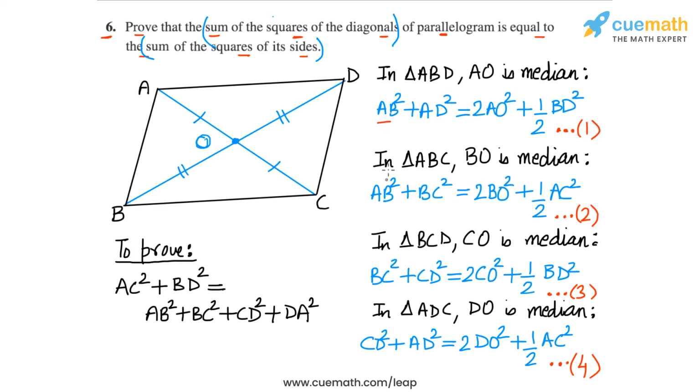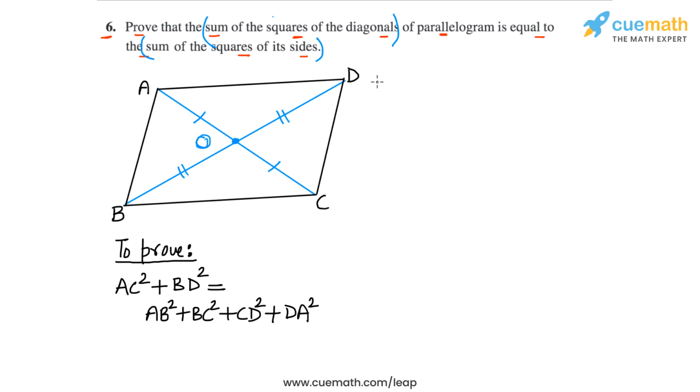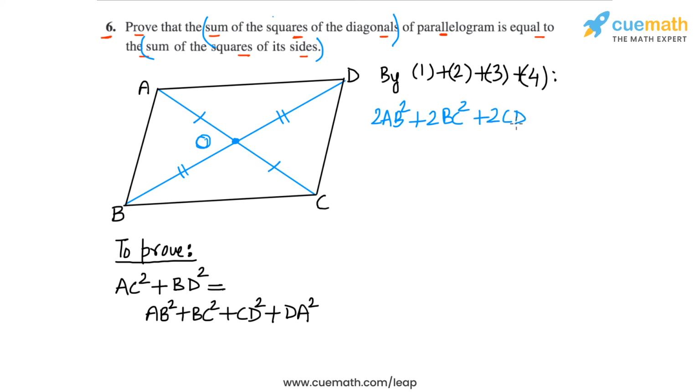On the left side we have AB square and AB square twice, then BC square and BC square twice, then CD square and CD square twice, so AD square and AD square, so AD square is also coming twice. So let's write this. So by 1 plus 2 plus 3 plus 4, by adding the four equations, on the left side we will have all the side squares repeated twice, so twice of AB square plus twice of BC square plus twice of CD square plus twice of AD square, correct?